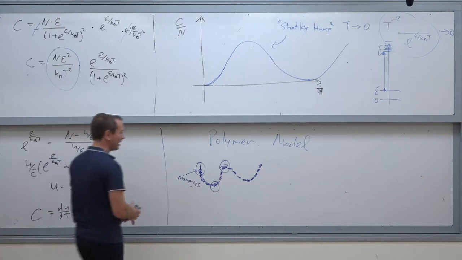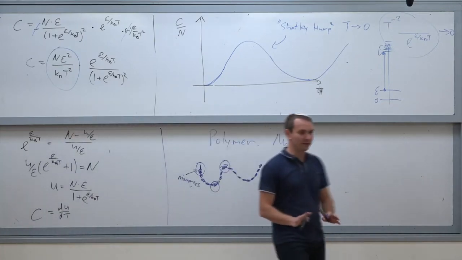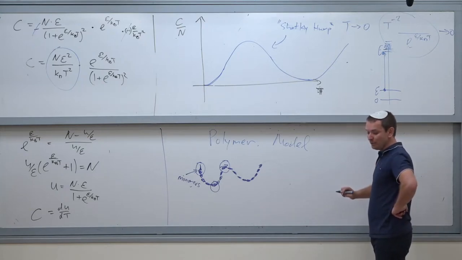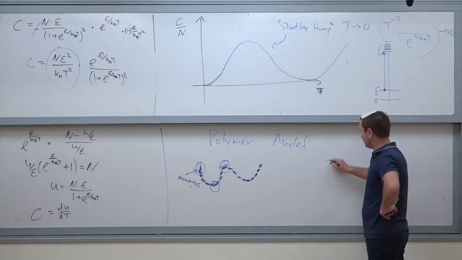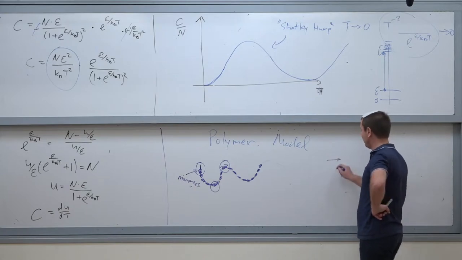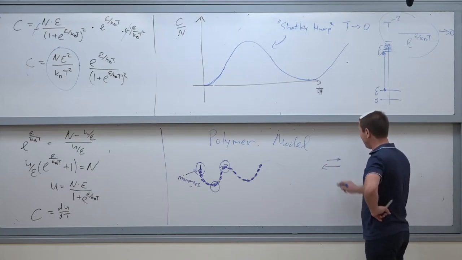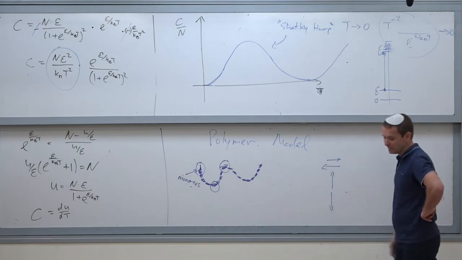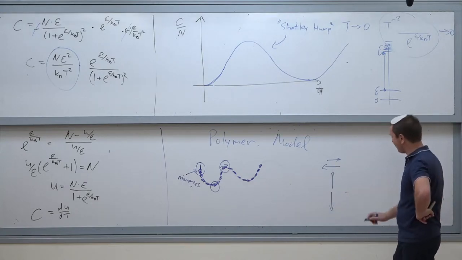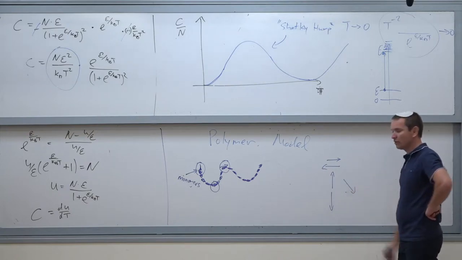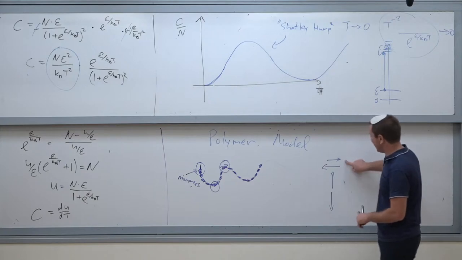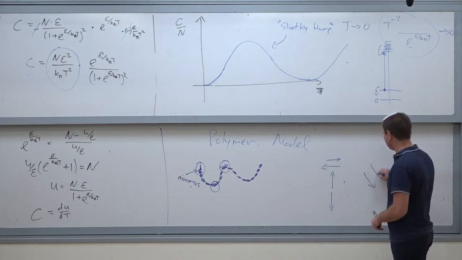Assumption number three: we're looking at a two-dimensional model. So each monomer can have only four possible directions. It can point to the right, it can point to the left, it can point up, and it can point down. Okay? So basically I'm saying I don't have a monomer that's going in that direction. Right? So this is allowed, this is not allowed.